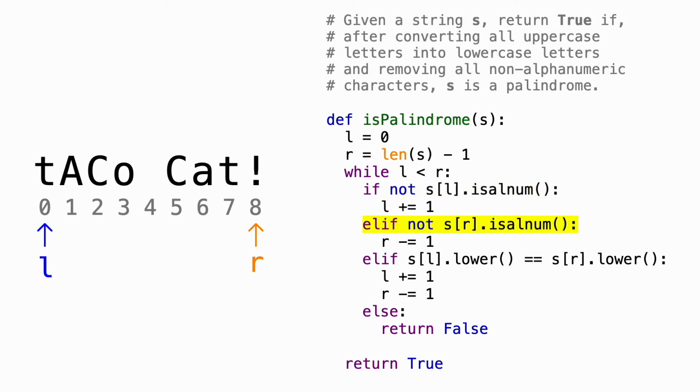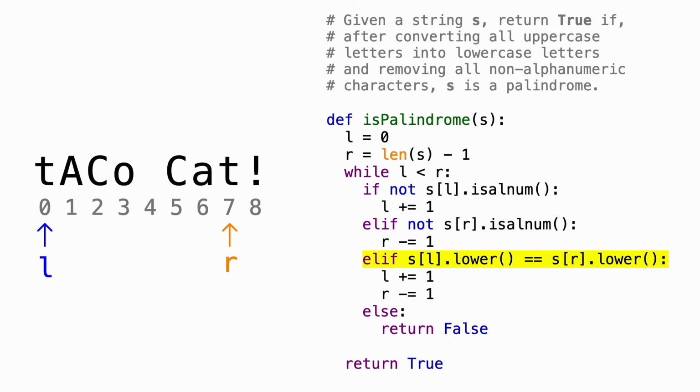next condition. The character at index R is an exclamation point, which is not alphanumeric. This makes this condition true, so we're going to ignore that character by decrementing R, and then we'll loop again. The character at index L is still alphanumeric, and now the new character at index R is a lowercase t, which is alphanumeric. So now this condition is false, and we can move on to the next condition.